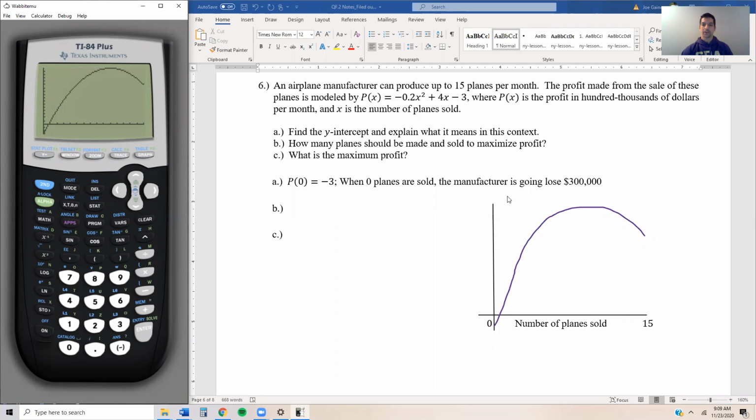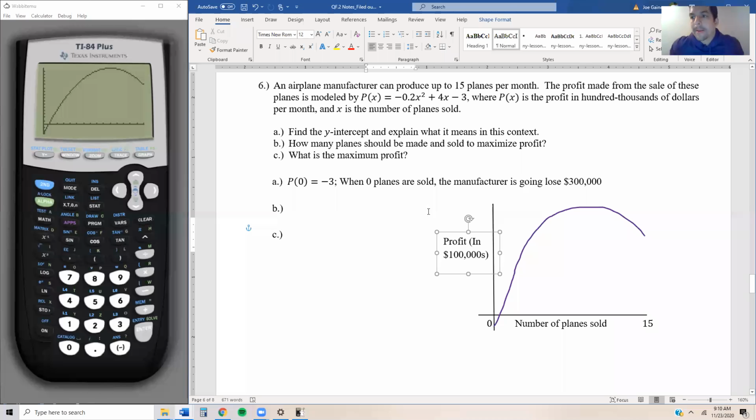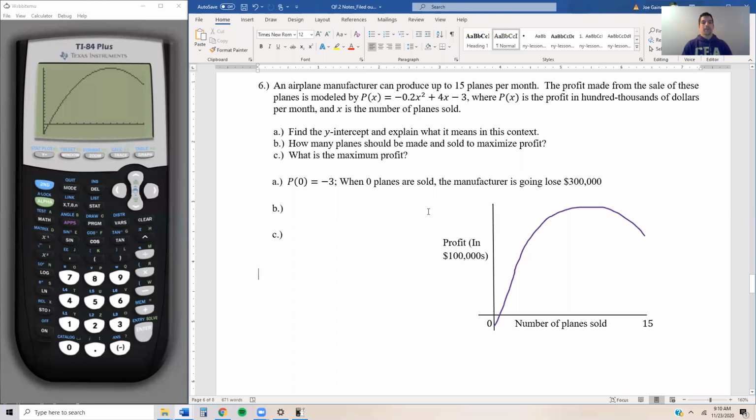We also need to make sure that we label the y-axis. So the y-axis is P of x, or profit in hundreds of thousands. So there I have a label for my y-axis. Now, let's go back to the question. I've got a graph. I'm going to use this graph to solve. I sketched that graph. This graph is going to essentially take the place of my work.